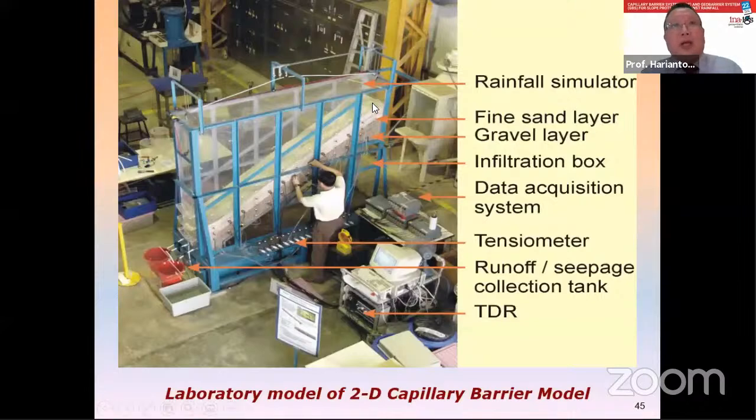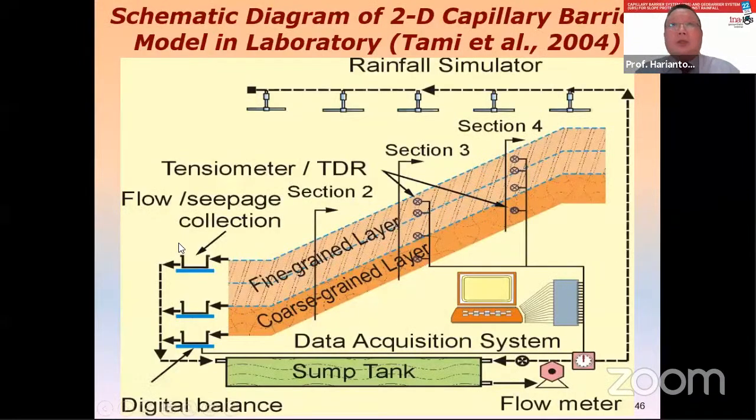So we went into the two-dimensional setup, where you have a fine grain layer over a coarse grain layer. We have a rainfall simulator, and we measure the amount of runoff and the flow that occurs along the fine grain layer, which we call the lateral diversion, above the coarse grain layer. We measure all this water balance, with potentiometers and water content measurements. These are weighing balances, to measure the amount of water at different sections of that capillary barrier. So that is the rainfall simulator, fine grain layer, and coarse grain layer. We also have a section with a potentiometer to measure negative pressure, and water content measurement using time domain refractometry.